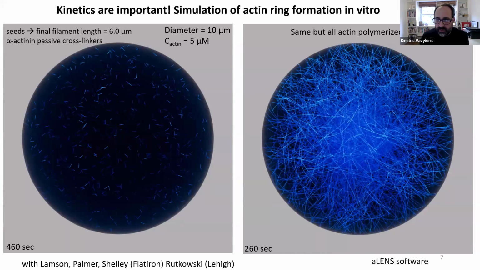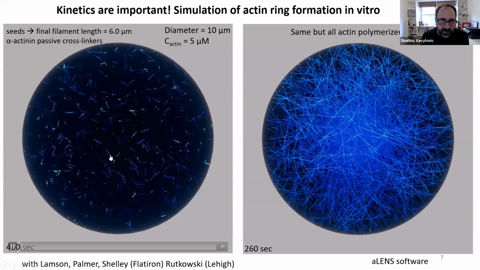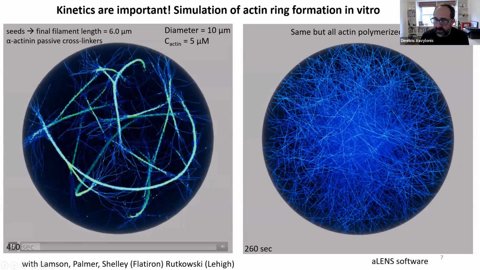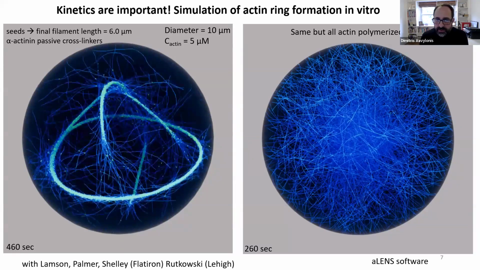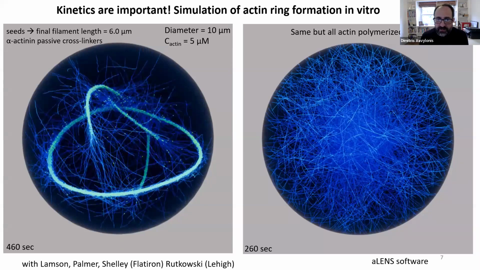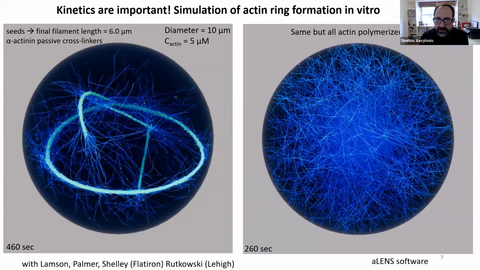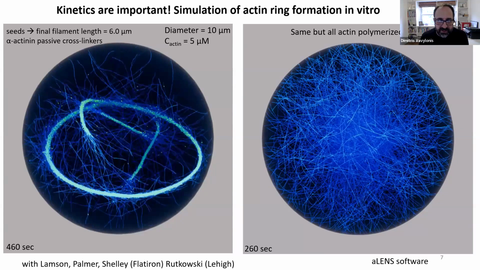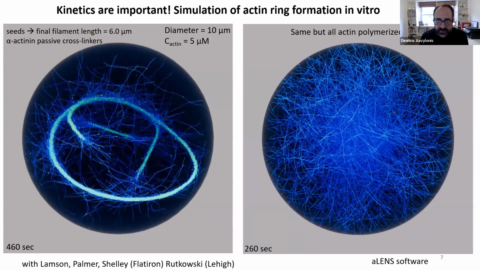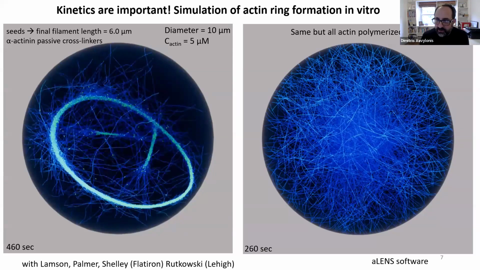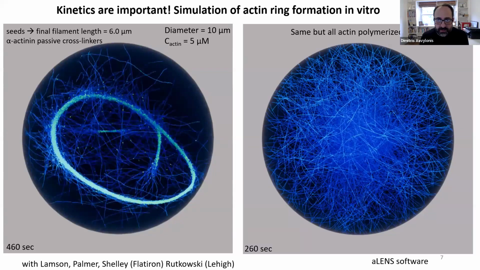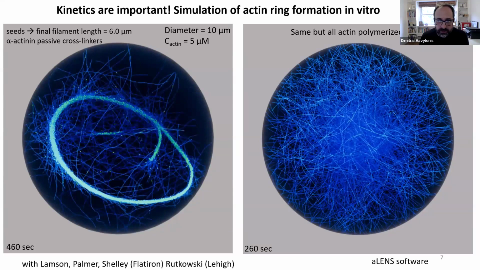and I'll demonstrate this with a simulation, a Brownian dynamic simulation we made recently with collaborators at Flatiron Institute, showing a condition similar to the experiment I just showed, where we have polymerization of actin filaments in a confining environment in the presence of this alpha-actinin cross-linking protein. It's a passive cross-linker. And you can see how we get this bundling of these filaments together, and then the slow merging and coalescence of bundles that give rise to a ring in times very comparable to the experimental times.